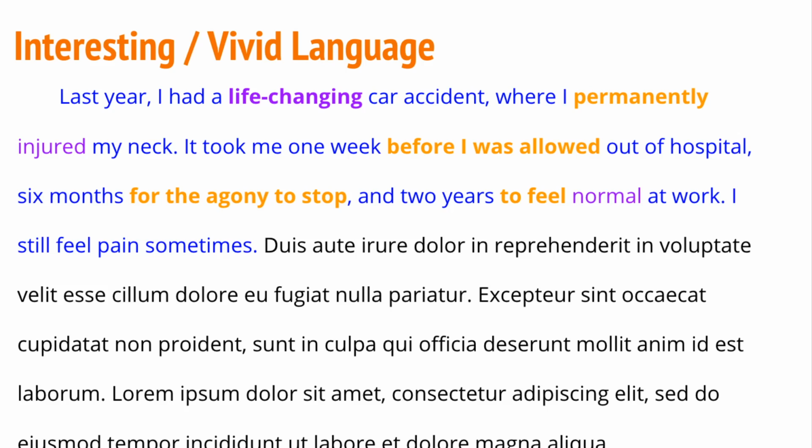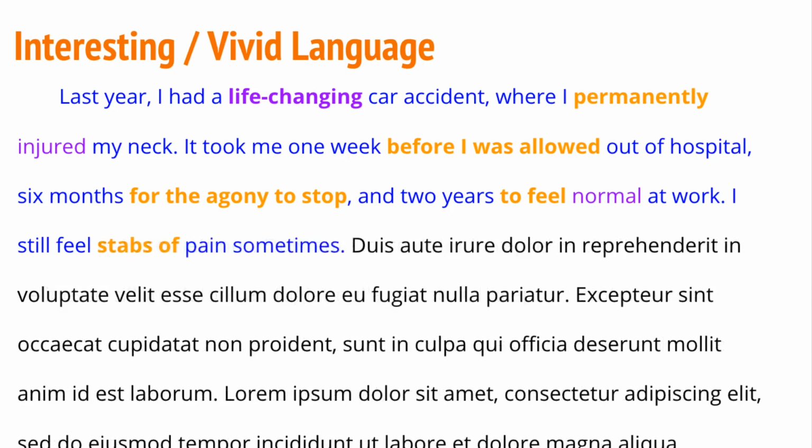Okay, so maybe on the outside they were normal, but the idea that they didn't feel normal when they were at work. So this is really adding to this kind of emotional experience. So the last part of the sentence, so I sometimes feel stabs of pain.